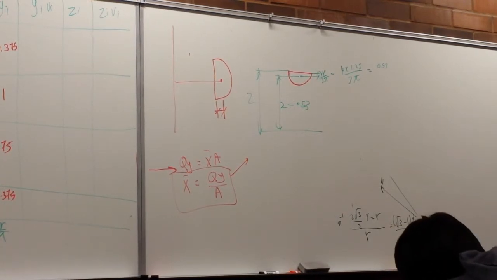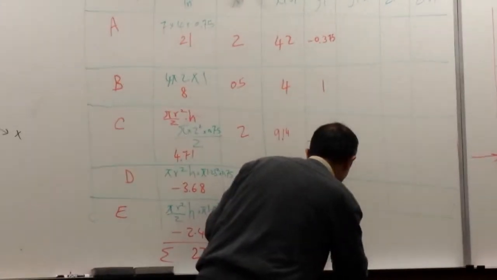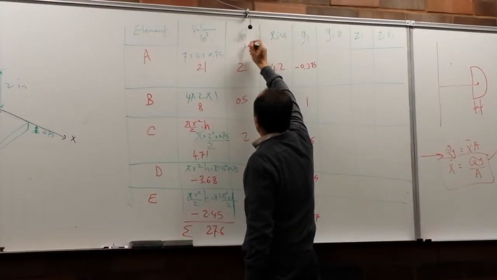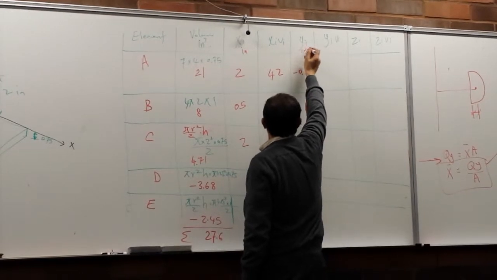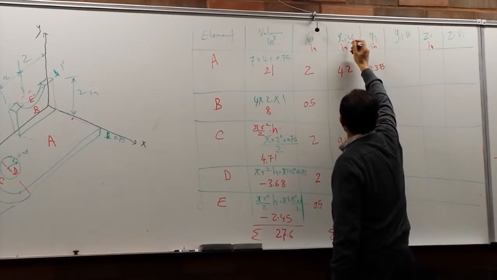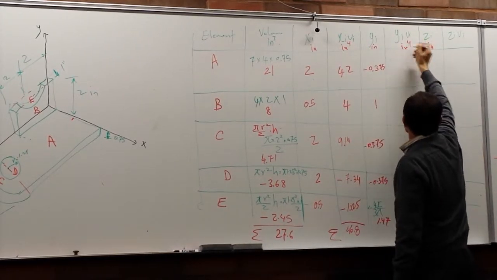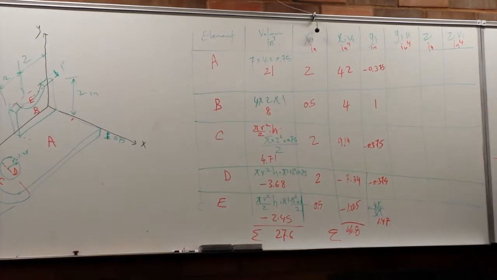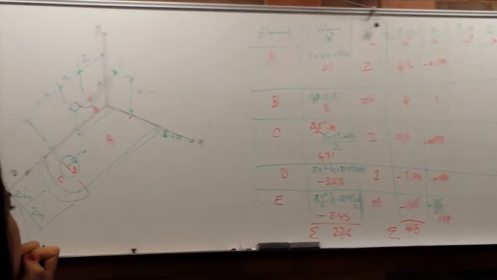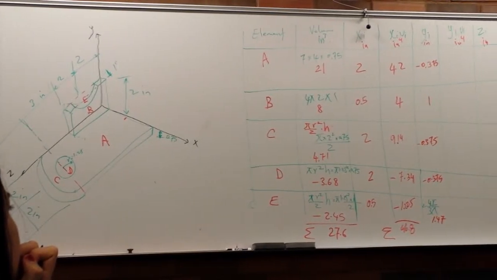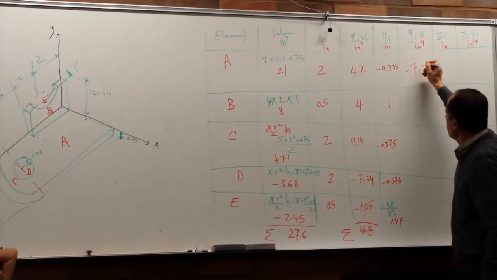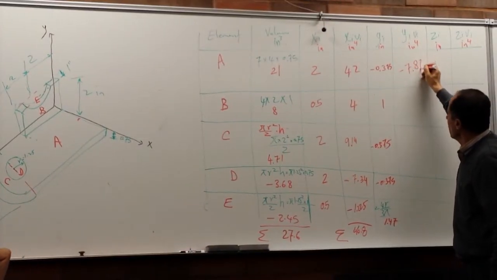147. Let's look at multiplying. 21 times 0.375 equals negative 7.87. Negative 7.87. Yeah.